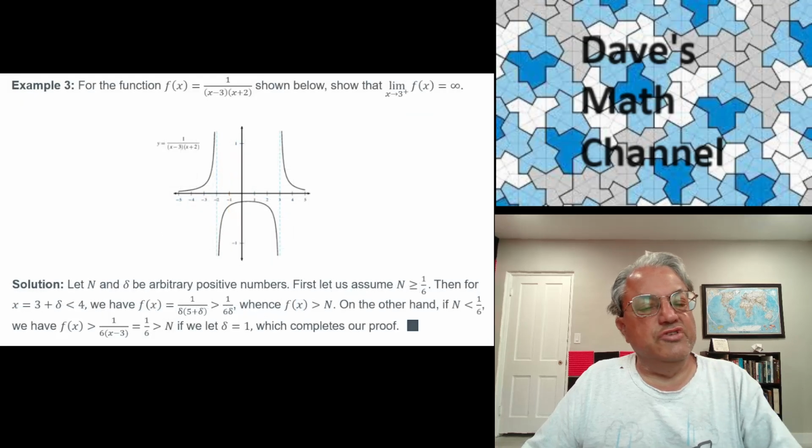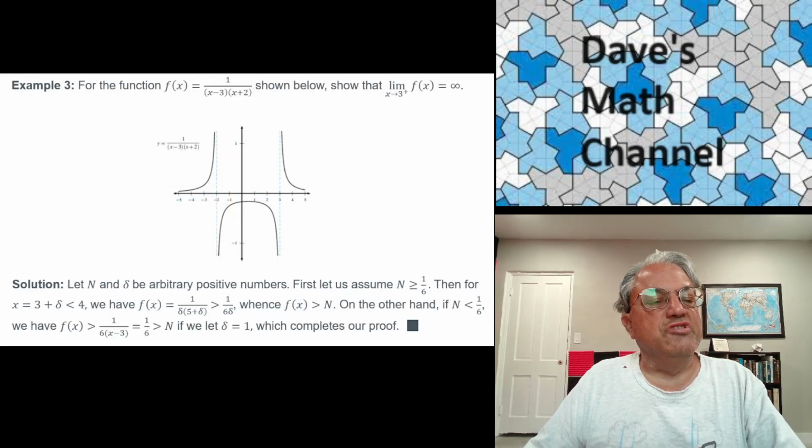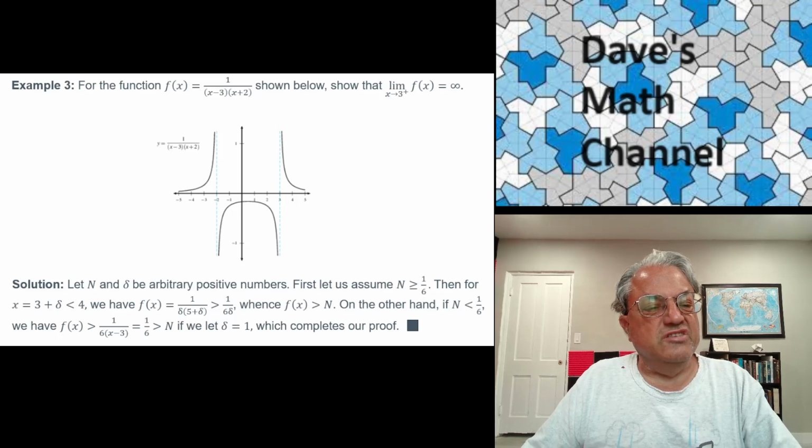And I'm just going to finish with this example. This is a pretty complicated example. Like I said, these epsilon delta, or in this case, the n delta proofs, can be pretty messy sometimes. So I'll just give one example. There's actually 4 limits for this function. This is a pretty complicated function. This is f of x equals 1 over the quantity x minus 3 times x plus 2.